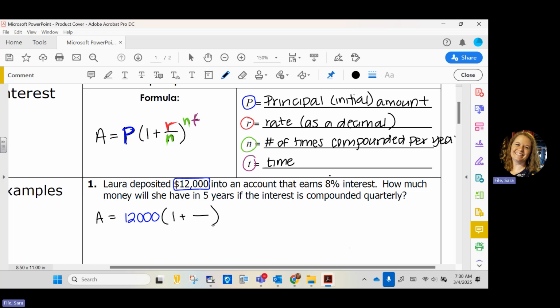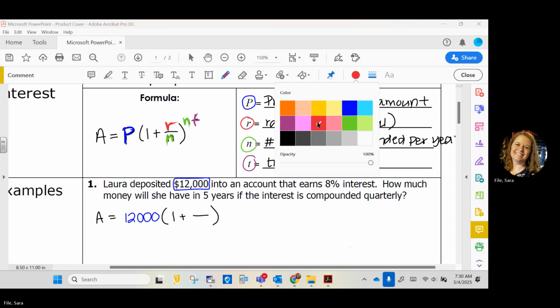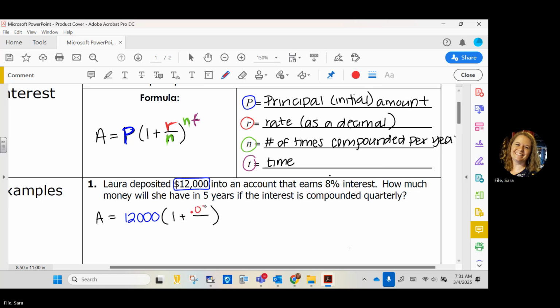Okay, grab that sheet right there. All right. And then let's see, it says 8% interest. That's my rate. But what do I write that as? I write it as a decimal. What is 8% as a decimal? 0.08. Move it 2 places or divide it by 100 if you want to think of it that way. This percent's always out of 100.